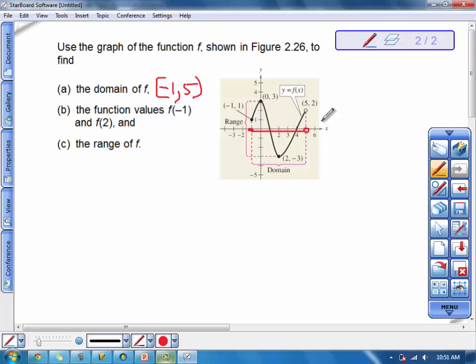Okay. Range now is my y values, so this range would go from -3 to 3. So I would say -3 to 3, and I can include those points because that's my lowest point, that's my highest point. Okay, the function values: f of -1 is 1, and f of -2 is f of 2 is -3.